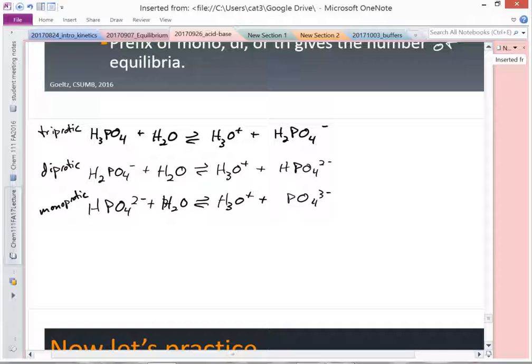In this case, the molecule on the left is the acid, and the molecule all the way on the right is the conjugate base. So we could describe their basicity. H2PO4 minus. Monobasic, dibasic, tribasic? Well, how many protons could it take? One. Monobasic. And then you can follow from there.